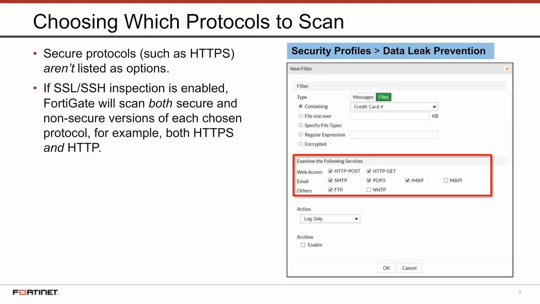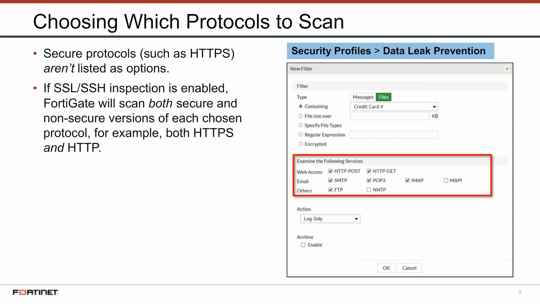Now that you've had an overview of DLP, it's time to look at some specifics, such as how to add filters to a DLP sensor. Initially, you'll use some default file filters and message patterns. Later, you'll learn how to customize and expand those file filters. Most DLP behavior is dependent on the filter type. You will learn more about filter types later in this lesson. Right now, let's look at service inspection and action.